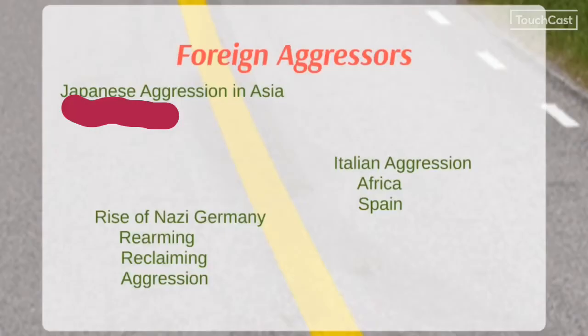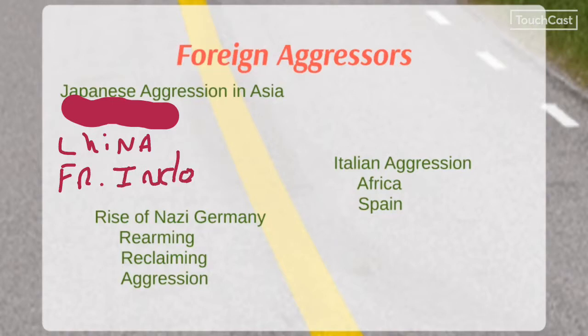Okay, with foreign aggressors, we focused mainly on the Japanese, the Italians, and Nazi Germany. The Japanese, their aggression in Asia, which included China, French Indochina, which eventually we call Vietnam, and Korea. And they had been in Korea for a very long time. They expanded in this area for natural resources, and they needed the natural resources to build their war materials. So they were expanding in those areas.